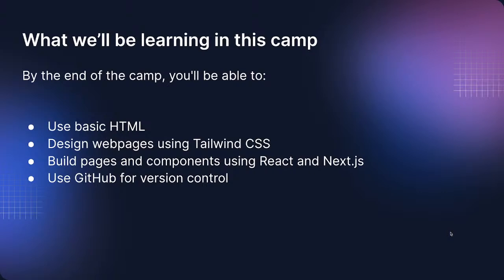By the end of the camp, you'll be able to use basic HTML, design web pages in Tailwind CSS, build both pages and components using React and Next.js, and use GitHub for version control. And we'll go over all these things. And yeah, you'll have a blog by the end.